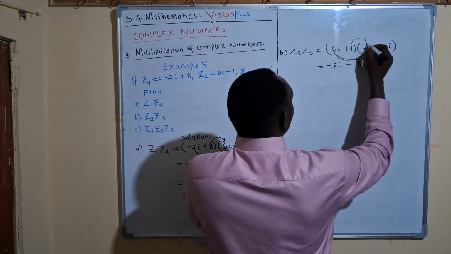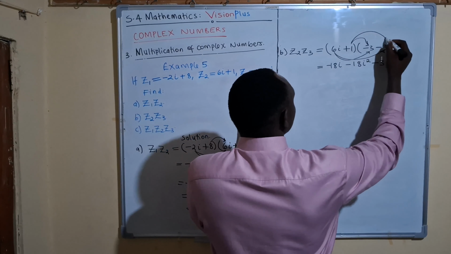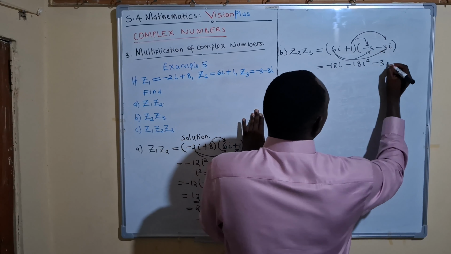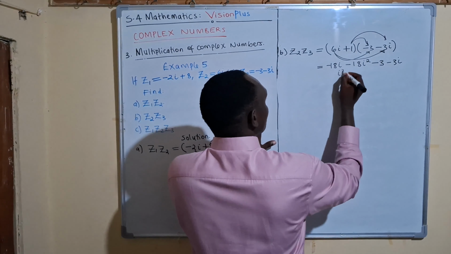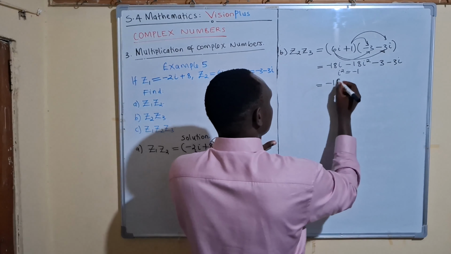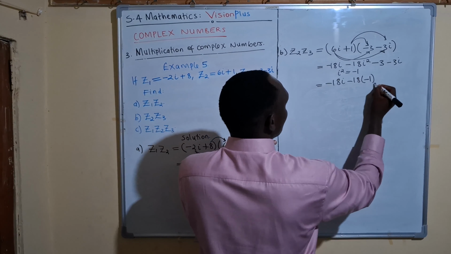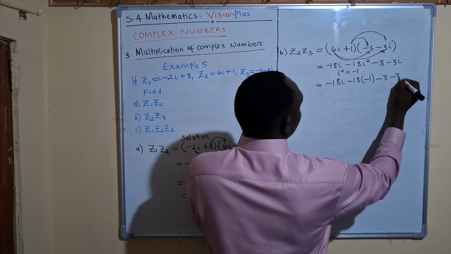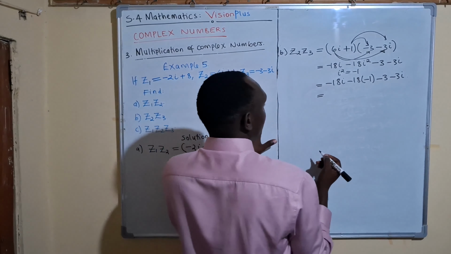Then you go to 1. 1 times negative 3 is negative 3. Again, 1 times negative 3i still gives us negative 3i. Then we substitute that I squared equals negative 1. So here we shall have negative 18i plus 18, but instead of I squared we put negative 1, minus 3 minus 3i. Then we collect the like terms.